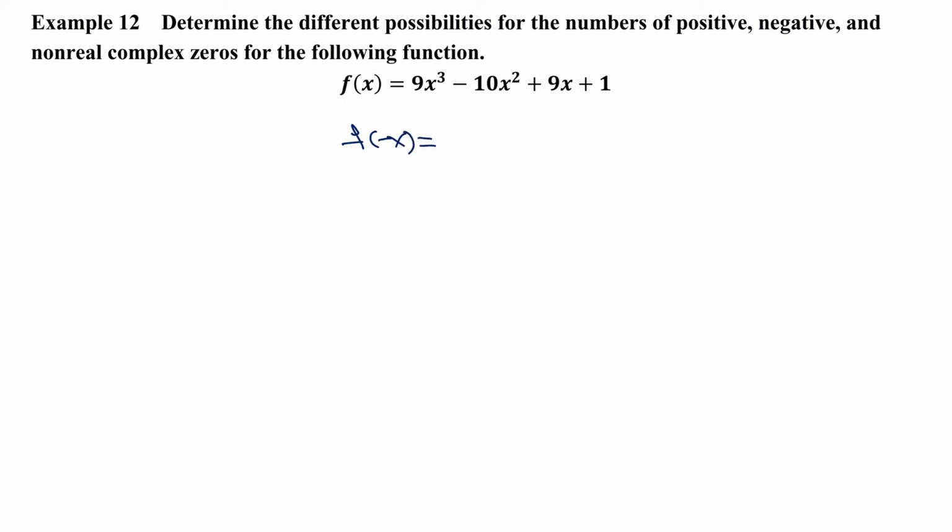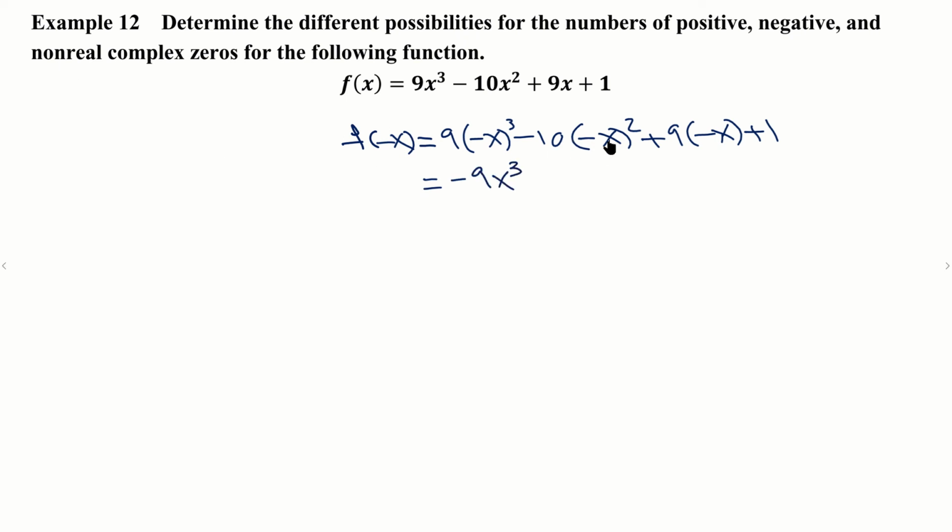So f of negative x, that's just going to be 9 times quantity negative x cubed minus 10 times quantity negative x squared plus 9 times quantity negative x plus 1, right? So that's going to be negative x cubed, so negative 9x cubed.